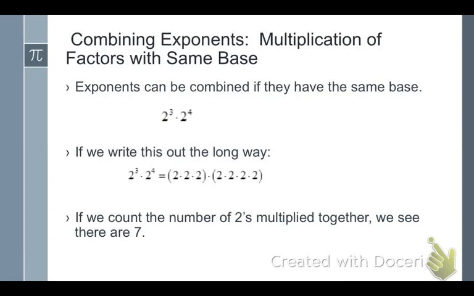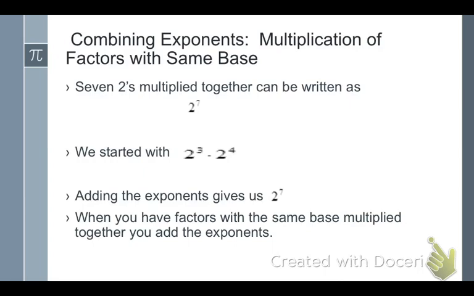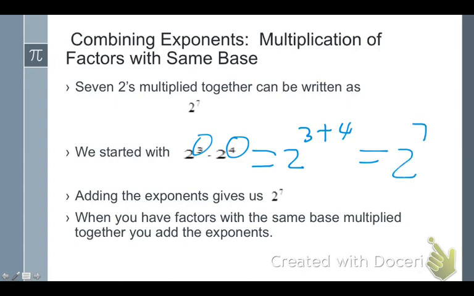So if we write out 2 cubed times 2 to the 4th the long way, there's 3 2's there, 4 2's there, and I multiplied those two things together, I end up with 7 2's. Shortcut for writing this is 2 to the 7th. It's not coincidental that a 7 could have been gotten by doing 2 to the 3 plus 4. I can add the 2 exponents when the base is written twice. That is the shortcut to simplifying those. So if you have the same base, you can add the exponents if they are multiplied. Doesn't work if they're added, doesn't work if they're subtracted.